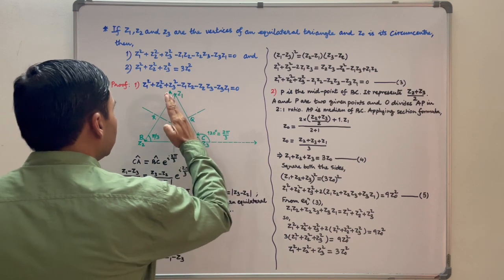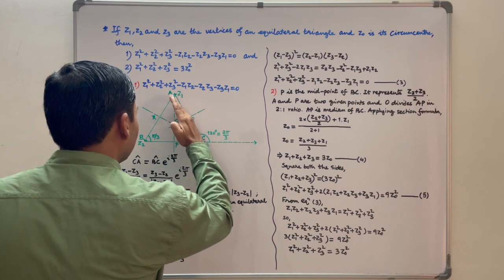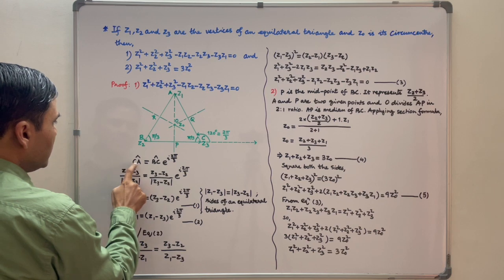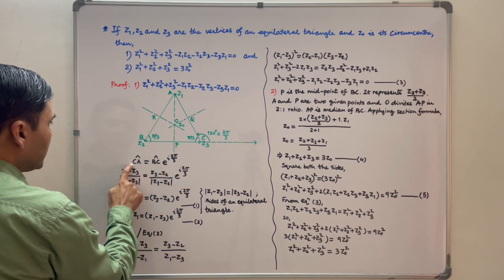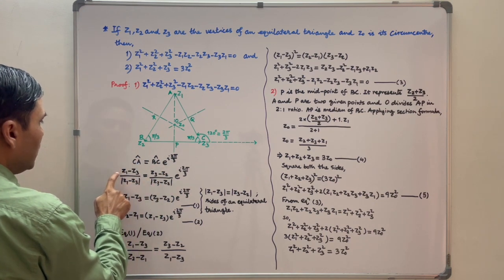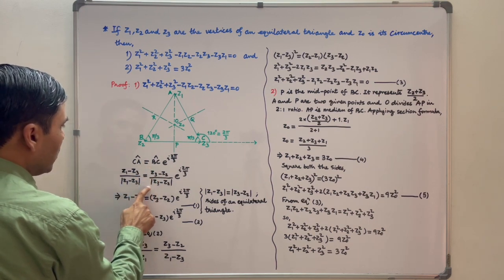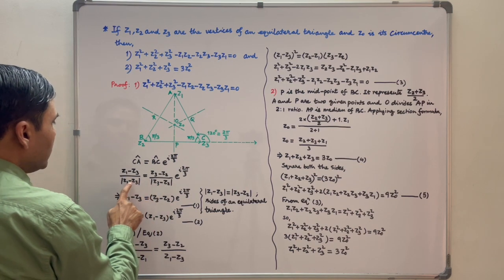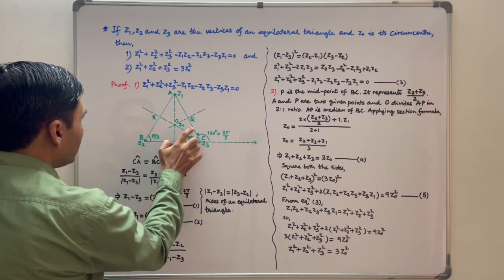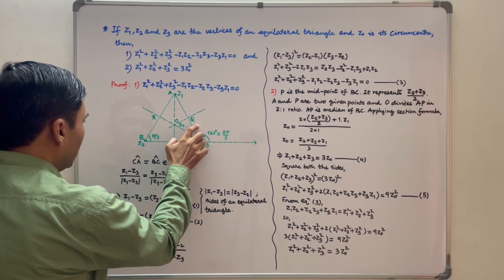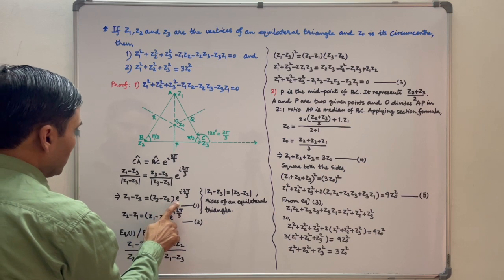Now we can say we will get unit vector CA by rotating unit vector BC by 120 degrees anti-clockwise. We can write unit vector CA is equal to unit vector BC into e to power i 2 pi by 3. Unit vector CA is equal to (z1 minus z3) upon mod (z1 minus z3), and unit vector BC is equal to (z3 minus z2) upon mod (z3 minus z2). Mod (z1 minus z3) is equal to mod (z3 minus z2) because they are sides of an equilateral triangle, which are equal.